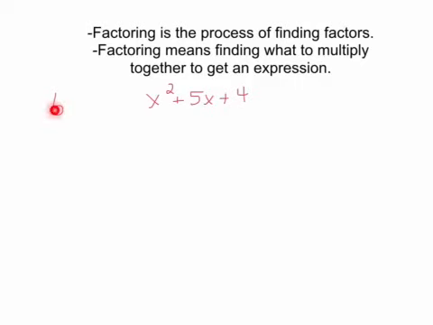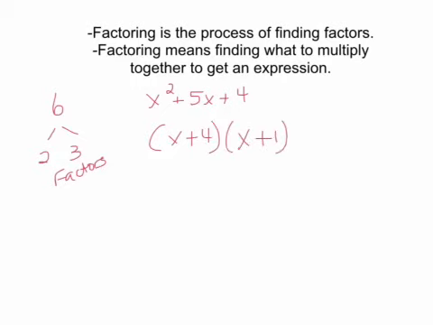All right, so numbers have factors, right? If you were to do a factorization tree, if you remember that, 2 times 3. 2 and 3 are factors of 6 because 2 times 3 equals 6, right? So 2 and 3 are factors of the number 6. Well, an expression also has factors. Okay, so x plus 4, this binomial, times x plus 1. These are factors of this expression.